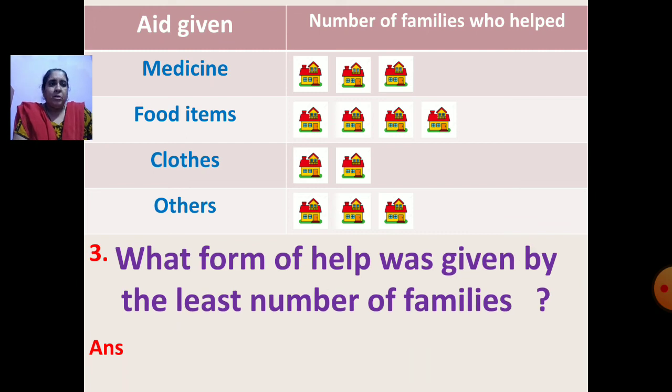Now, third question. What form of help was given by the least number of families? Least means less. So, where do you find fewer families or houses? In front of clothes. So, clothes help was given by the least number of families. So your answer is clothes. Follow this way to answer the questions on a pictograph.